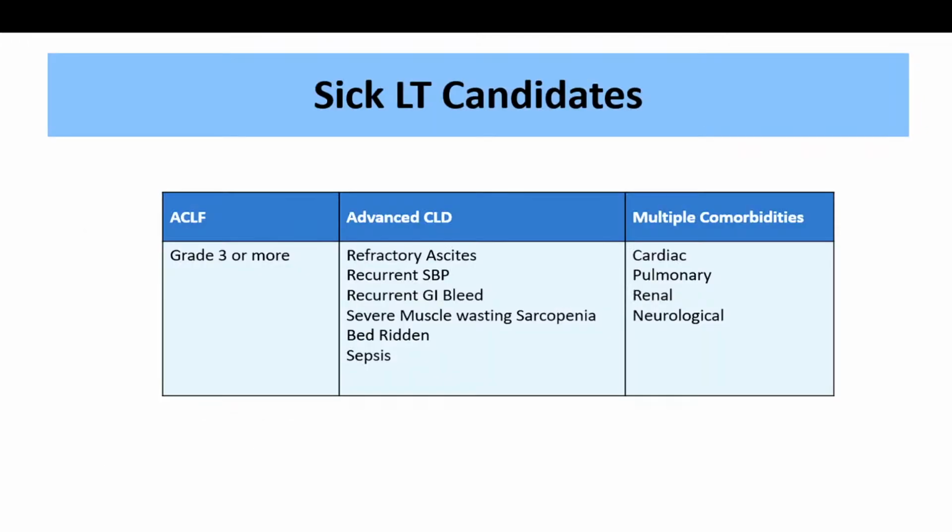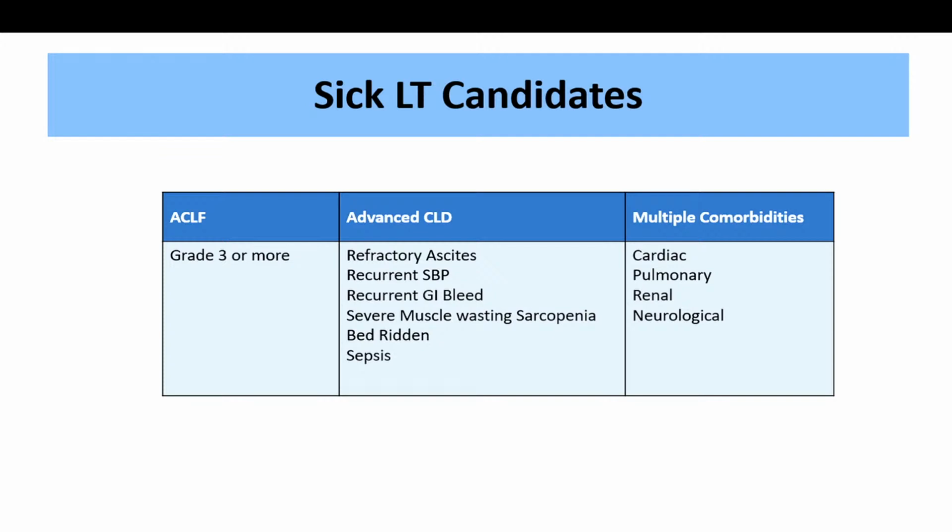So there is a set of sick liver transplant candidates who are with you in your ICU all the time, who have either ACLF grade 3 or more, which is much more common these days, or who have advanced chronic liver disease with refractory ascites, spontaneous bacterial peritonitis, recurrent bleeding issues, alcoholics in particular, severely malnourished with sarcopenia, bedridden, are septic in one way or the other, maybe bacterial or fungal, and associated metabolic problems and multiple comorbidities. They may have cardiac, pulmonary, renal, and neurological issues, and so on. That makes their performance status even worse.